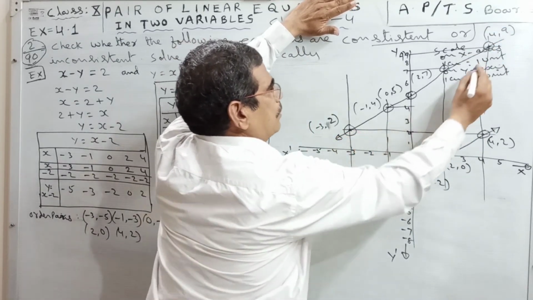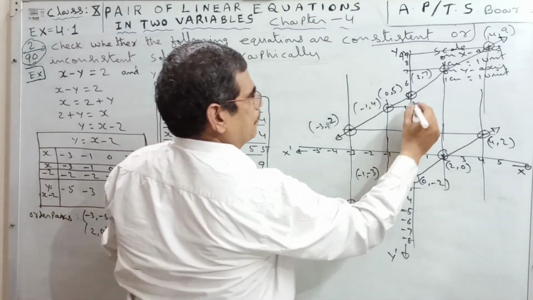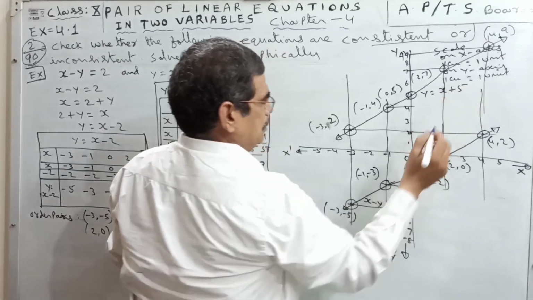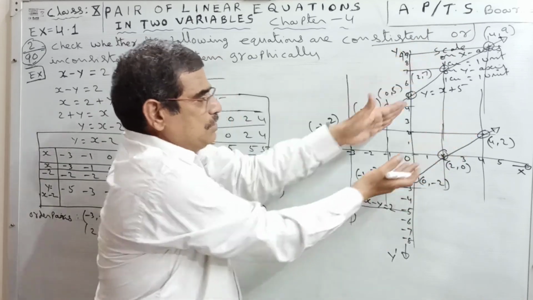So put an arrow mark, here also an arrow mark. What is this equation? You have to write that equation. y is equal to x plus 5. See these two lines, how they are there? This line is parallel to this line.